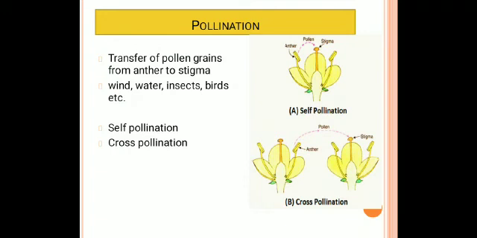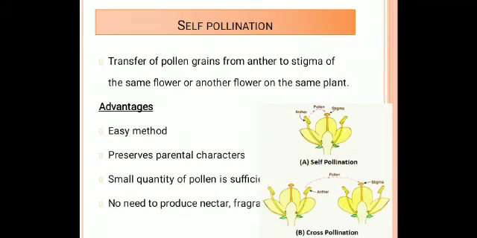There are two types of pollination: one is self pollination, and the other is cross pollination. What is self pollination? Self pollination is the transfer of pollen grains from the anther to the stigma of the same flower or another flower on the same plant. If you take one plant, the transfer may be within a single flower, or the plant may be the same but the flower different. That is called self pollination within the plant.